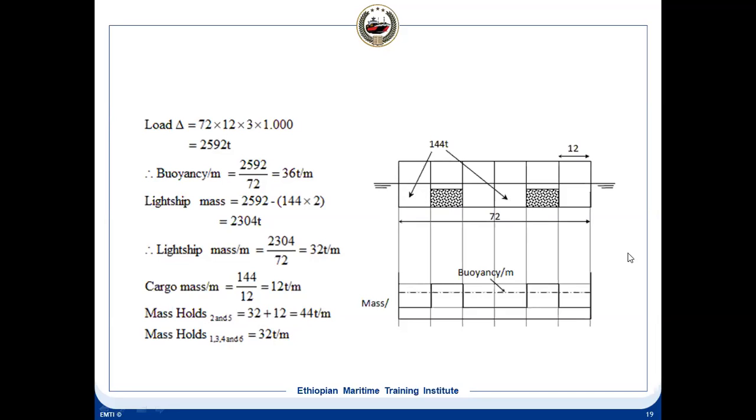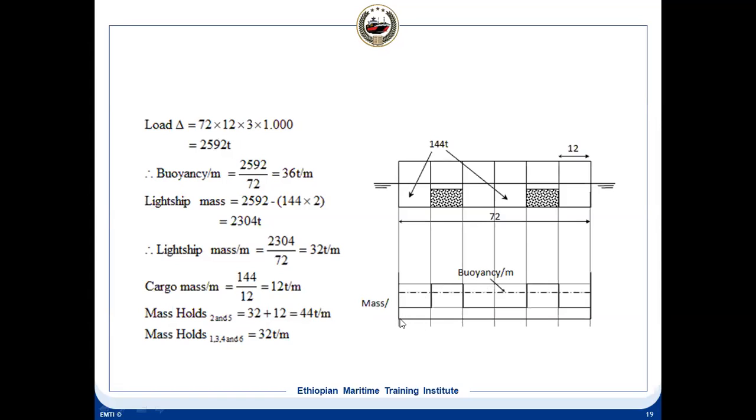So we can construct easily the mass per meter and the buoyancy per meter. Buoyancy will be uniform, since our cross-sectional area is uniform throughout the length. That's the reason it will be a horizontal line. So the buoyancy per meter will be equal. In your syllabus, the cross-sectional area is given as uniform, so the buoyancy per meter will be the same along the length, and only the mass distribution will be different.